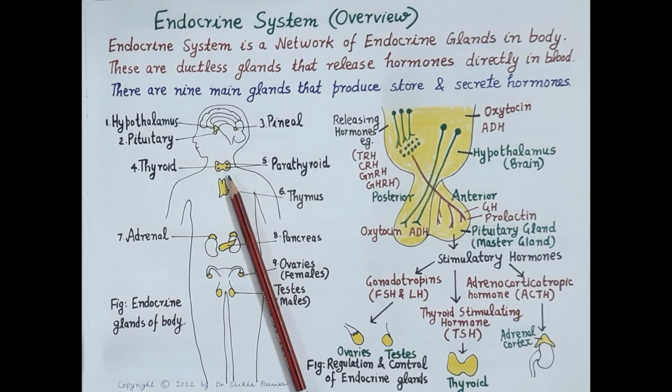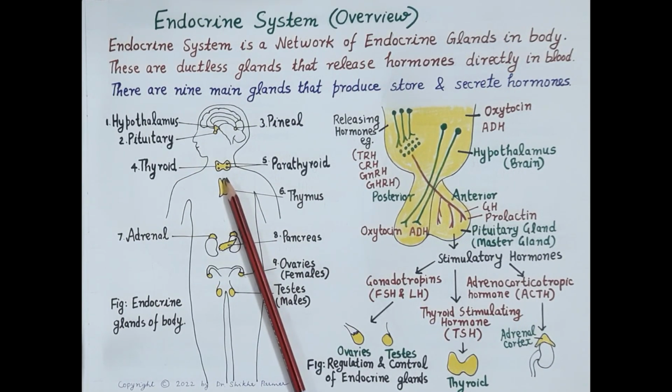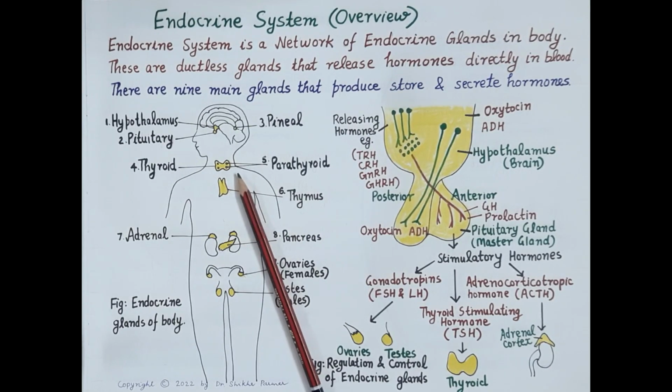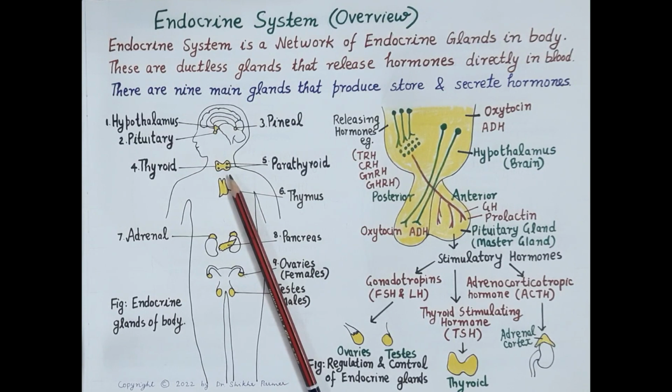Now the thyroid is a butterfly-shaped endocrine gland located in the front part of the neck, just below the larynx or the voice box. The thyroid gland produces 3 hormones, namely triiodothyronine, that is T3, thyroxine, that is T4, and calcitonin. Now, as you can see in this figure, there are 4 very small glands, no larger than a grain of rice, located on the surface of the thyroid gland. These are the 4 parathyroid glands. The parathyroid gland produces parathyroid hormone that regulates the concentration of calcium in the blood.